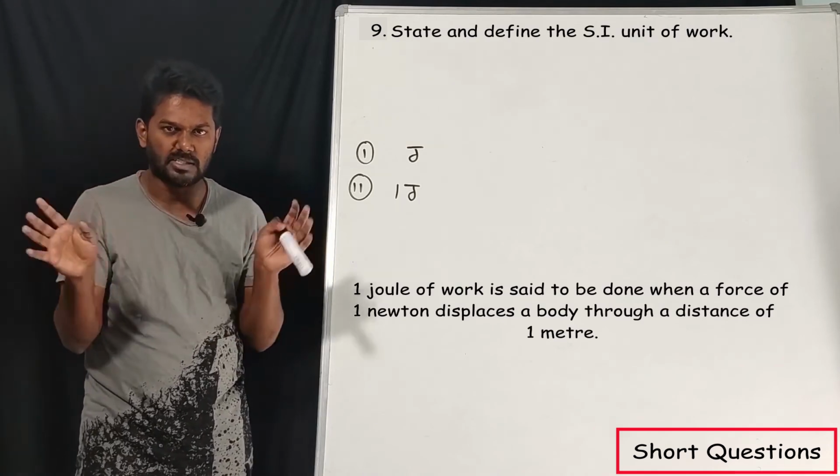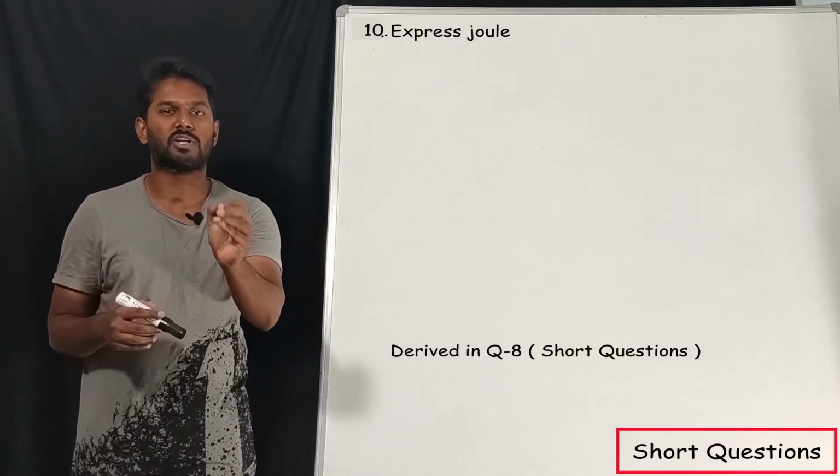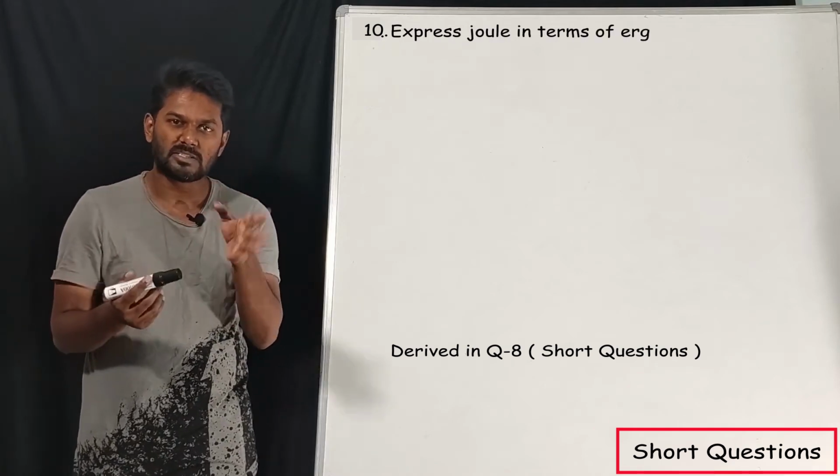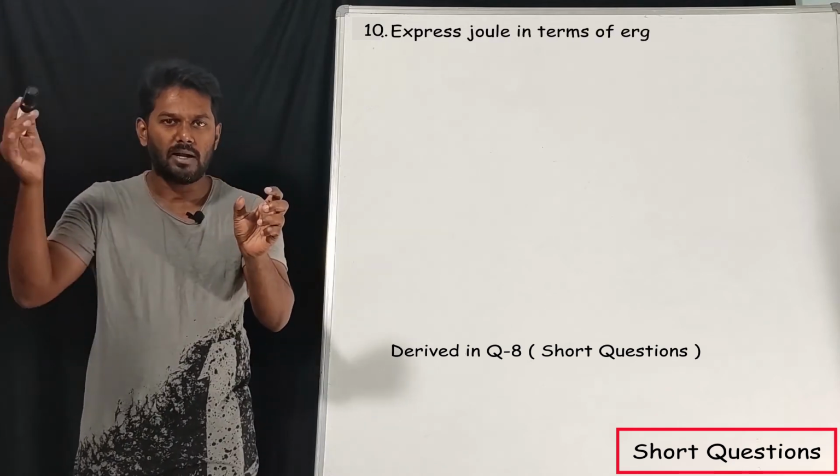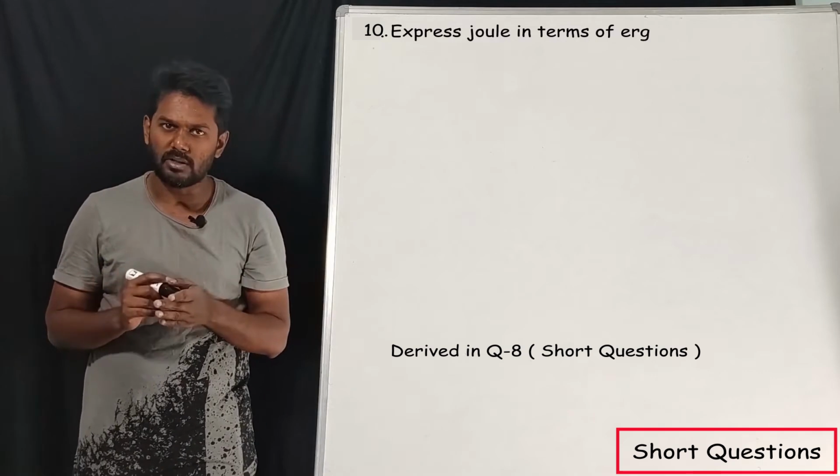Okay, number 1. That's it. We have already done this in question number 13. We have derived the relationship between 1 joule and erg. Correct. That is done in question number 13.